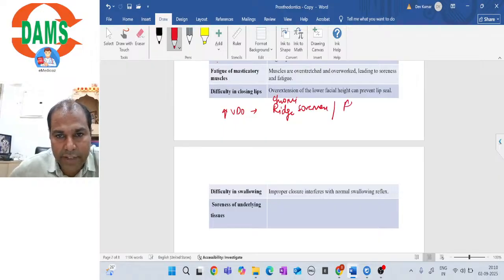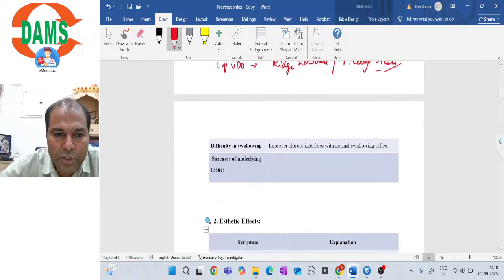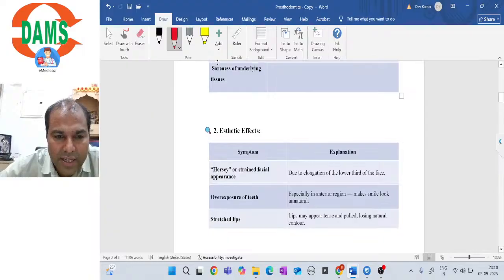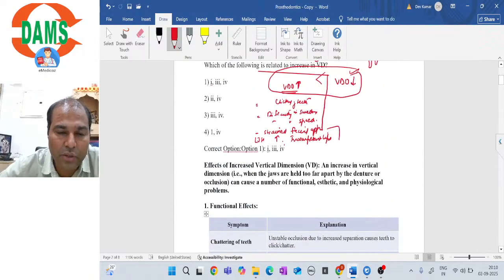This is called fleeting ulcers. Meaning you will not see any ulcers but the ridge will be sore. It may be slightly reddish but it will be sore. Okay, overexposure of the teeth. So these are the problems of increased vertical dimension of occlusion.